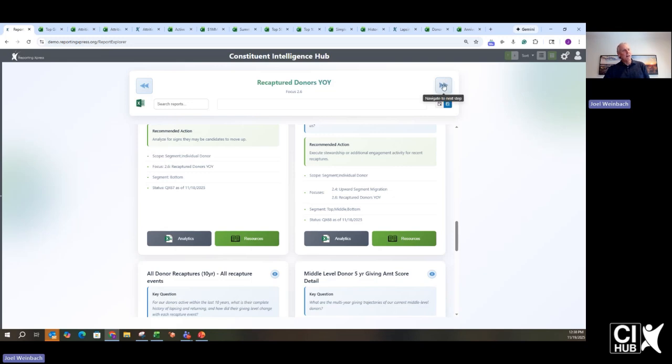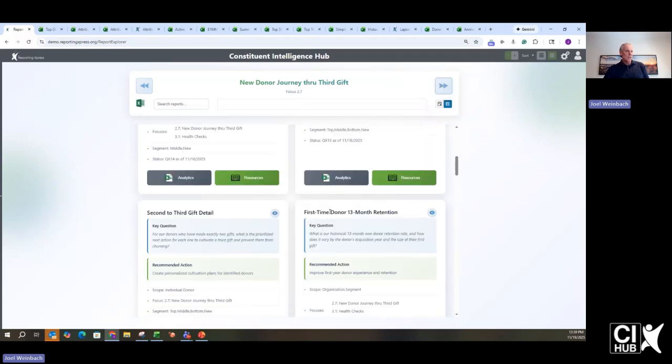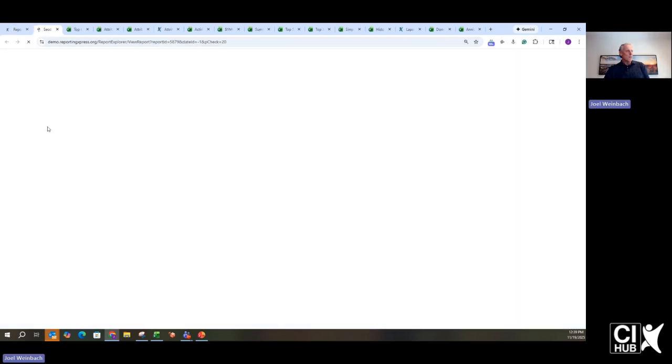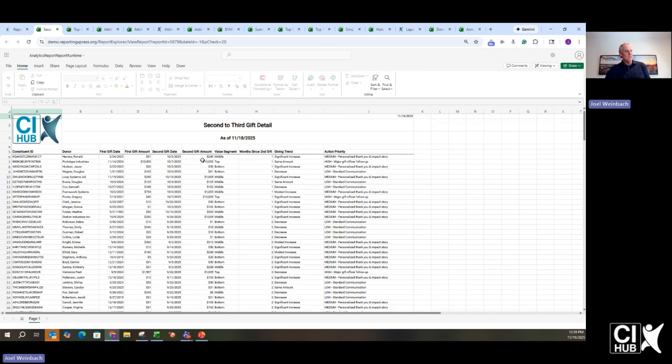Recaptured donors, I talked about a little bit. That's a very important segment. And then we've got a bunch of analytics around tracking donors through their third gift. So we're looking at things like where second-time donors are, date of the first gift amount, second gift amount, which segment they're in, months since the second gift, what the trend was, that gift larger or smaller, and then some action priorities to go with that.